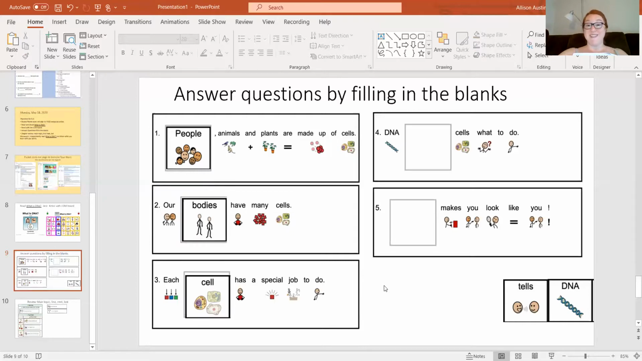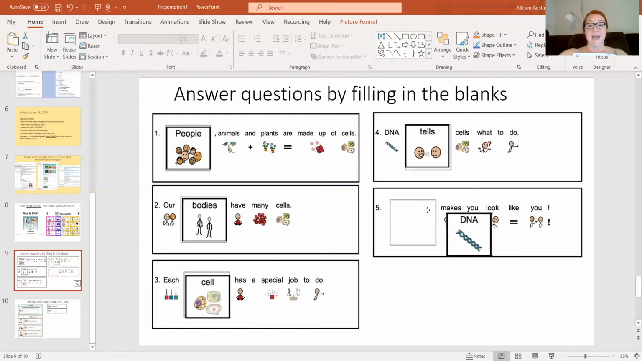I hope you guys answered these all right so far. I'm sure you did. Number 4, DNA blank cells what to do. Remember, the DNA is the boss. So the DNA tells the cells what to do. And last but not least, blank makes you look like you. Your DNA, which is inside your body, makes you look like you. Perfect.